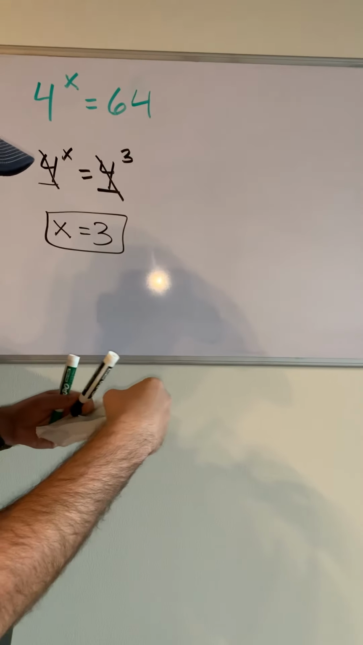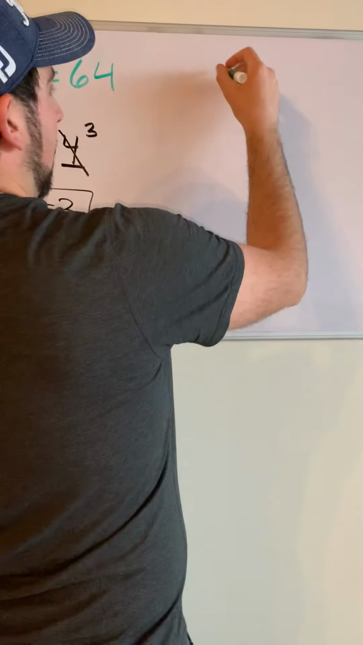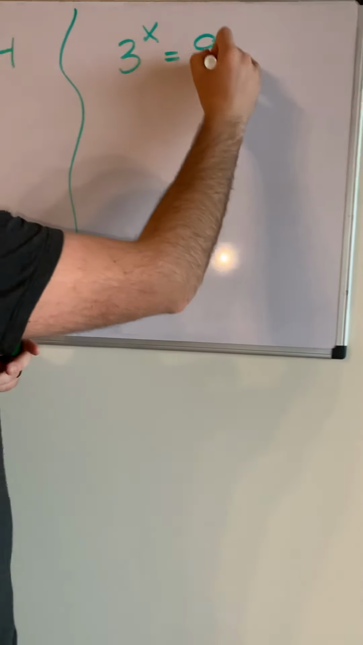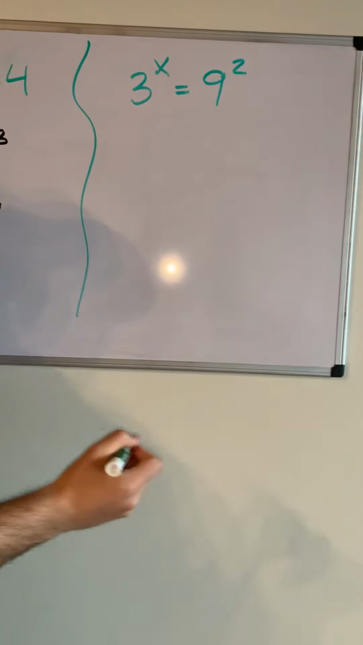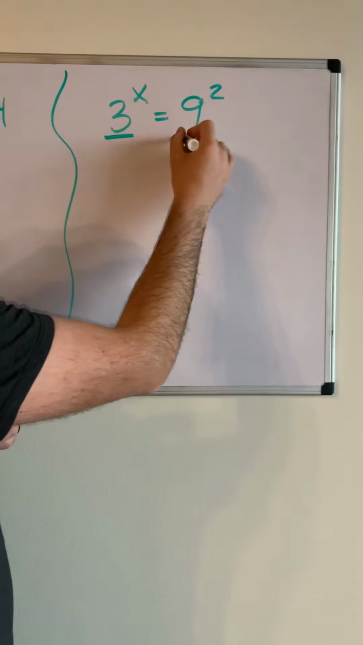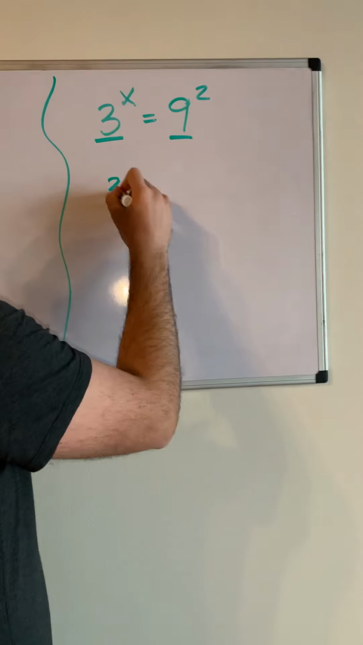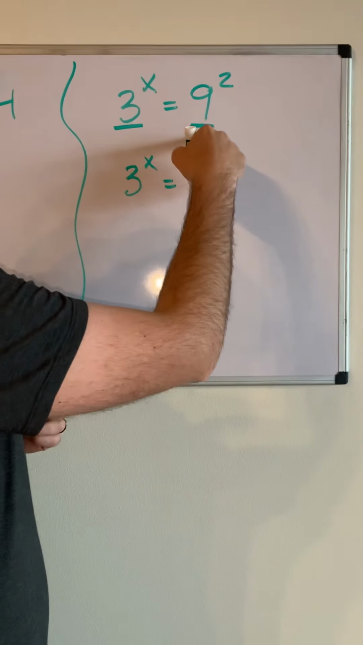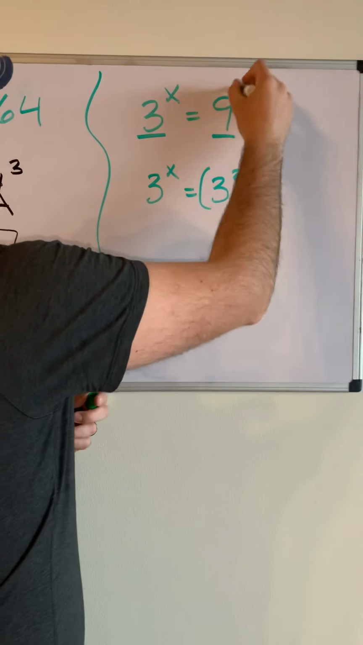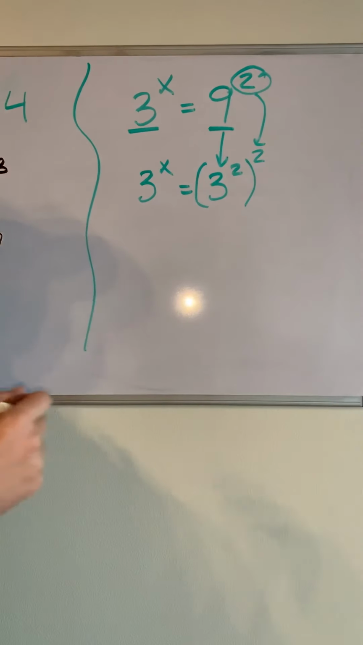Example 2 here. Here I have 3 to the x equals 9 squared. Well, I need this to match this. So 9 is 3 to the what? 9 is 3 squared. This changes from a 9 to a 3 squared.